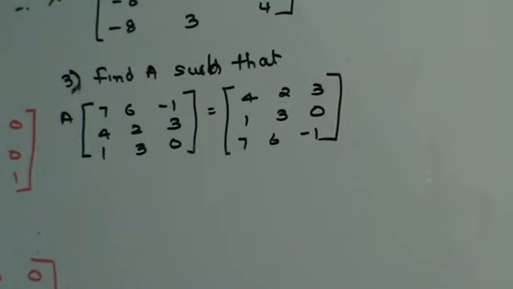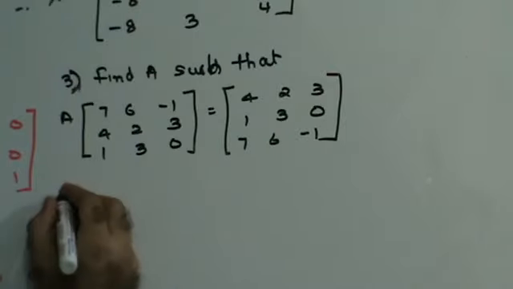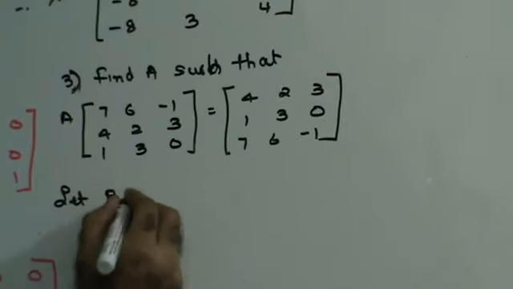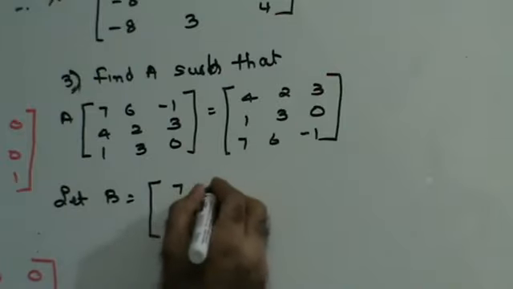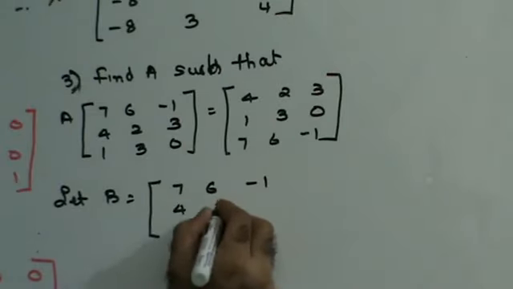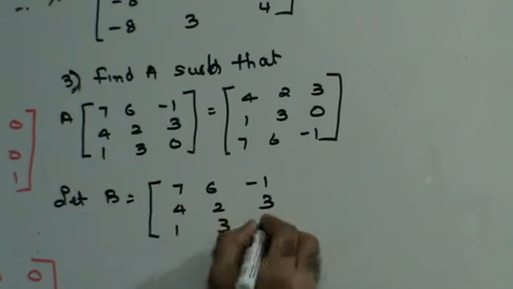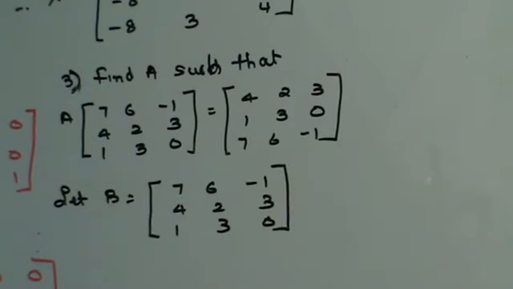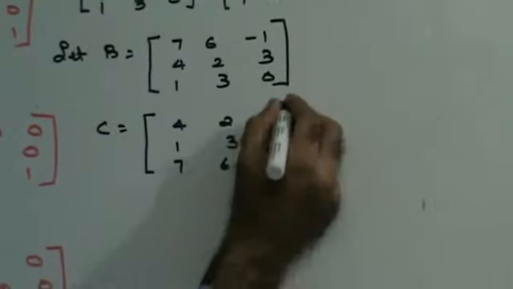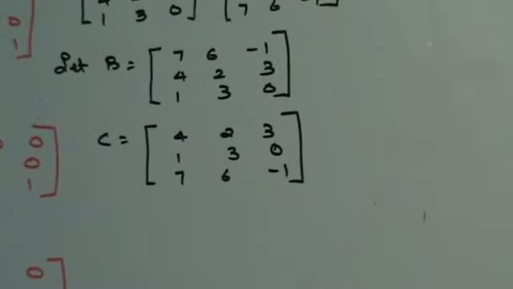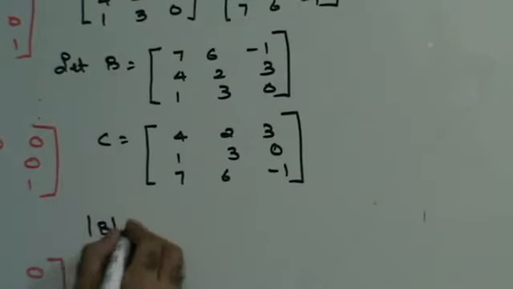Now, let us assume that this given value is B. Let B be equal to 7, 6, minus 1, 4, 2, 3 and 1, 3, 0. And let's assume that the answer is C, that is 4, 2, 3, 1, 3, 0, 7, 6, minus 1. I'm assuming those two values to be B and C. Now first let's find out the determinant of B.